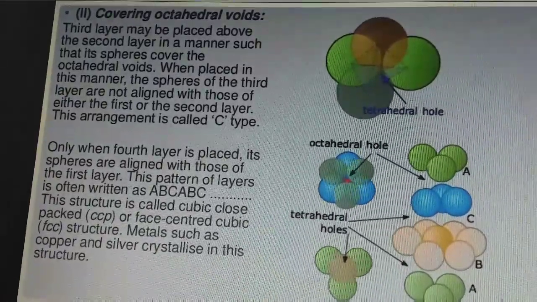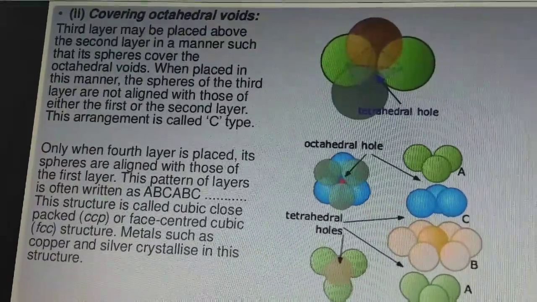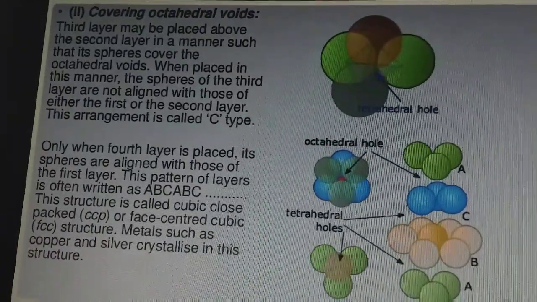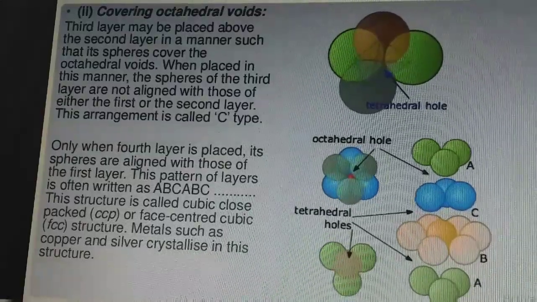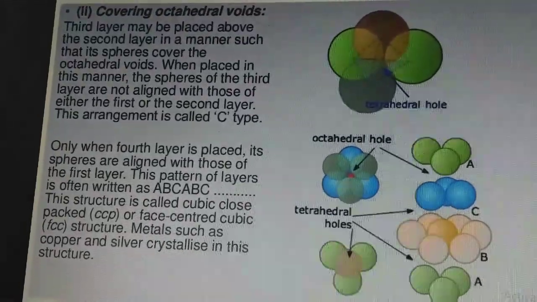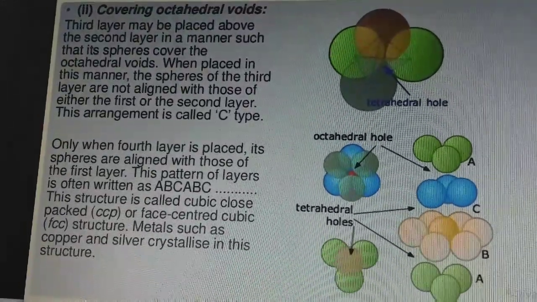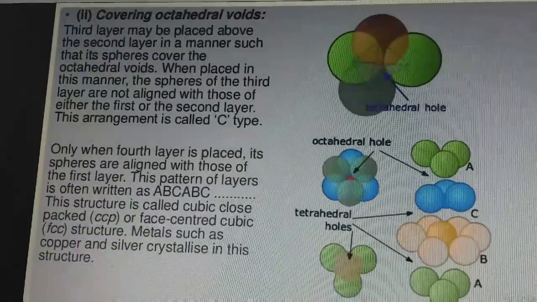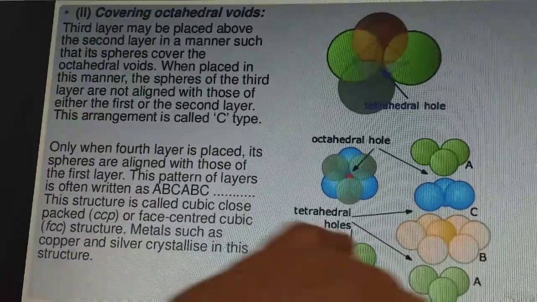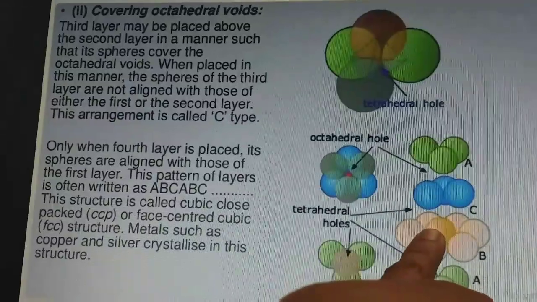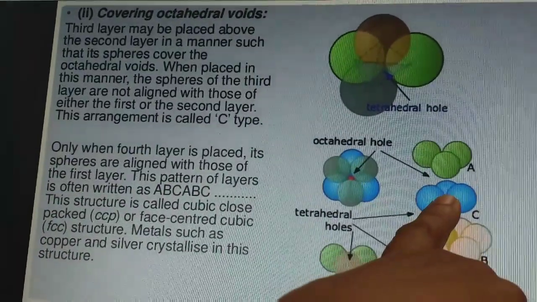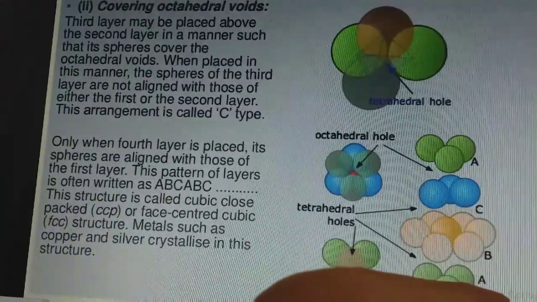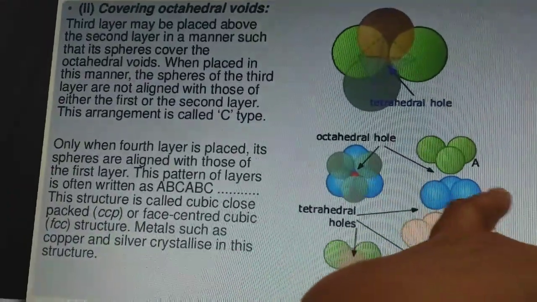Now coming to the third layer covering octahedral void. The third layer may be placed above the second layer in a manner such that its spheres cover the octahedral void. Then when placed in this manner, the spheres of the third layer are not aligned with those of either the first or the second. This arrangement is C-type. Say first layer is there, second layer is there. Now the octahedral voids formed are covered by the third layer, then it is not vertically aligned with the first layer. A new layer is formed, that is C.